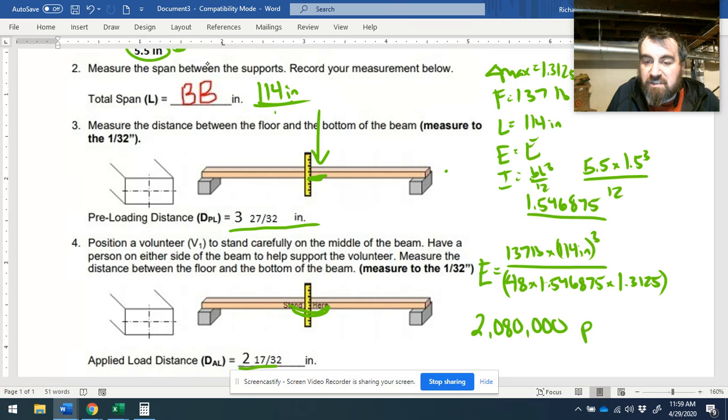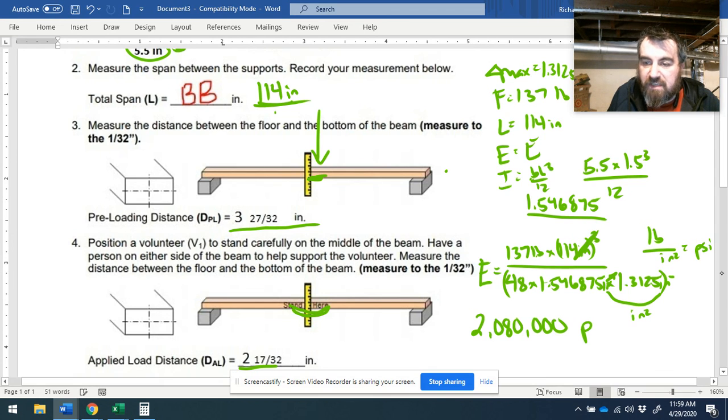And the units that we get here, oh, this is interesting. So we have here, we've got inches to the fourth, and here we have inches. Here we've got inches to the third. So the inches to the third and the inches to the fourth will cancel out. So it'll just be inches. Then the inches times inches is inches squared. And we've got pounds. So we have pounds over inches squared, which is just PSI, pounds per square inch.